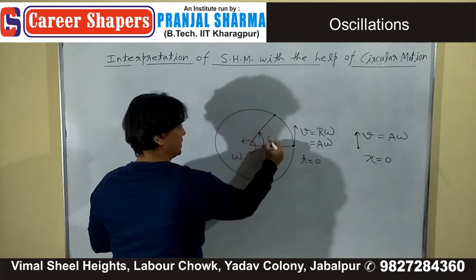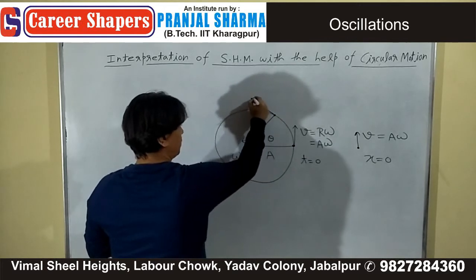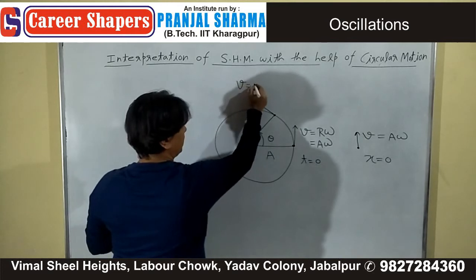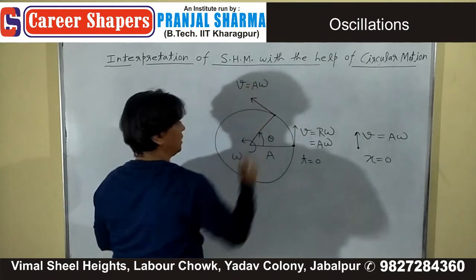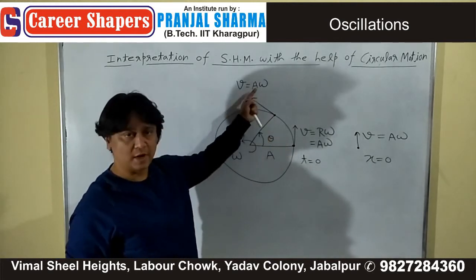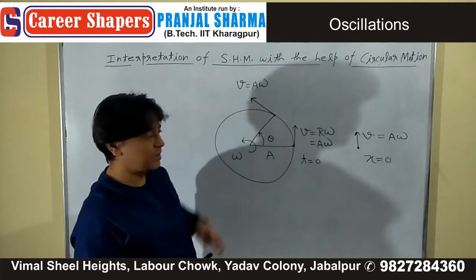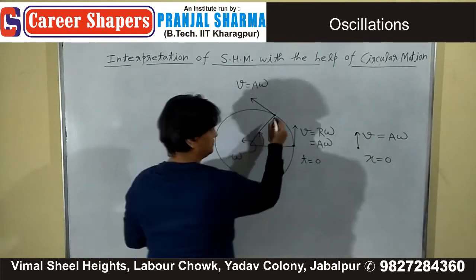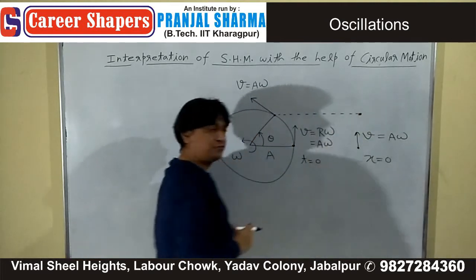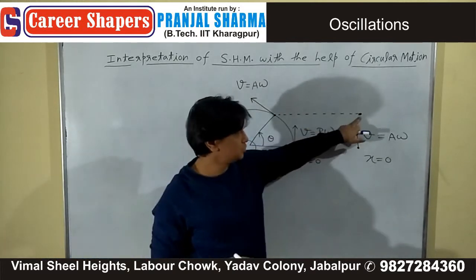This angle is theta. Tip of the rod is moving in this direction. This is V. What is V? Again A omega. In circular motion, you know that velocity always is A omega, which is R omega. Now, this is the velocity. Your shadow is over here. This is the position of shadow. Light rays are blocked.